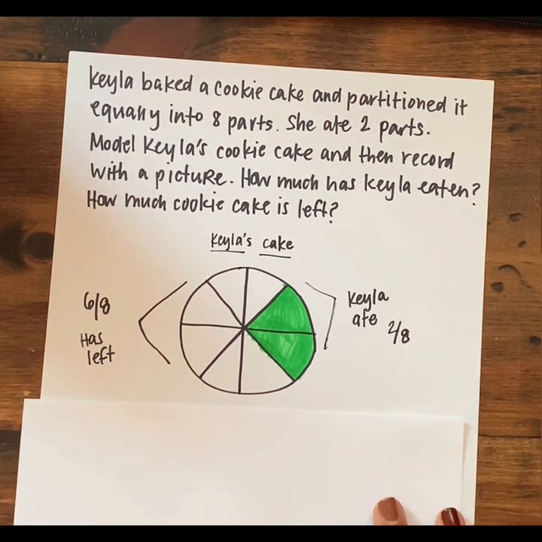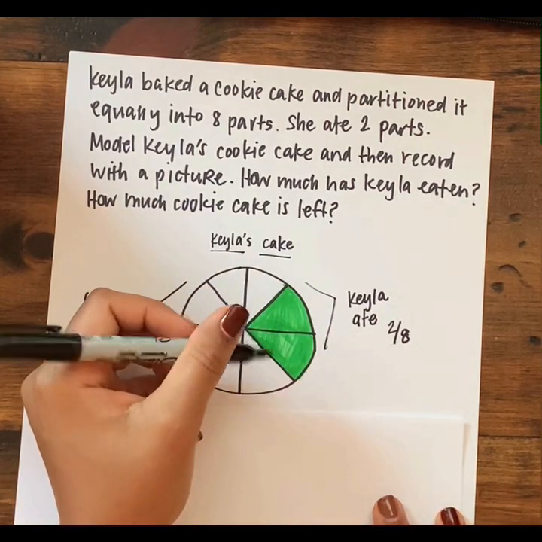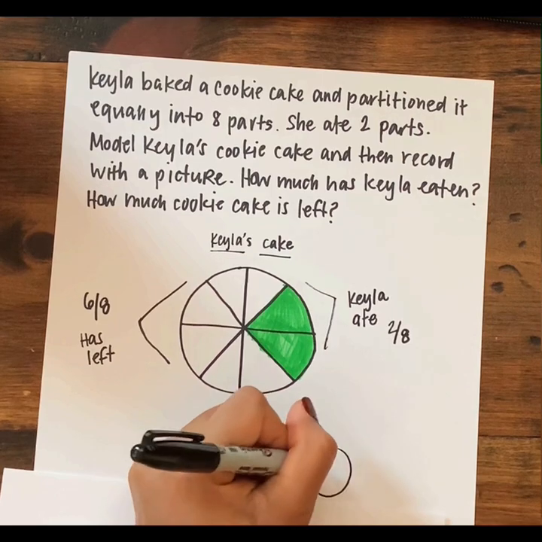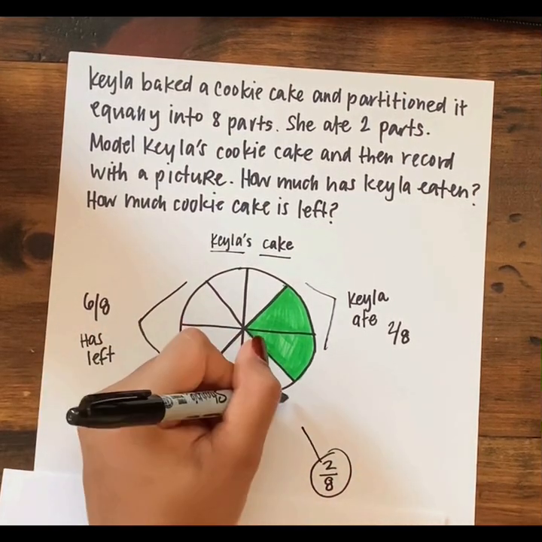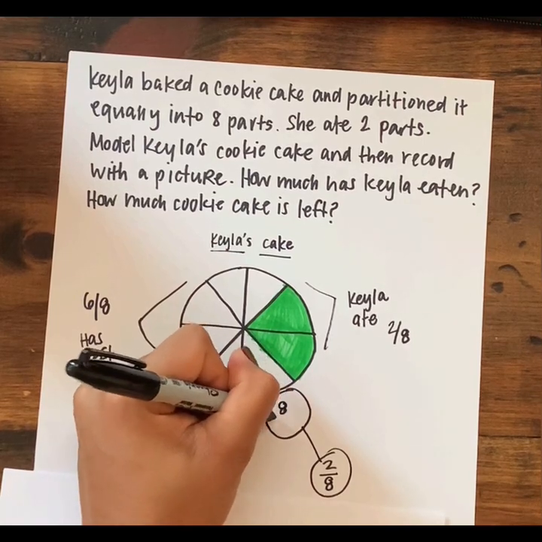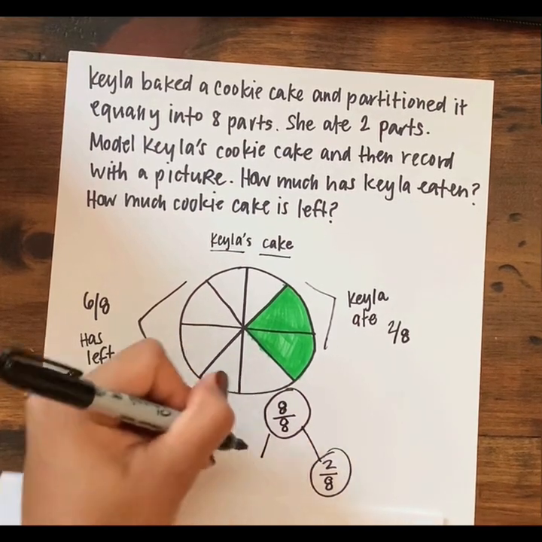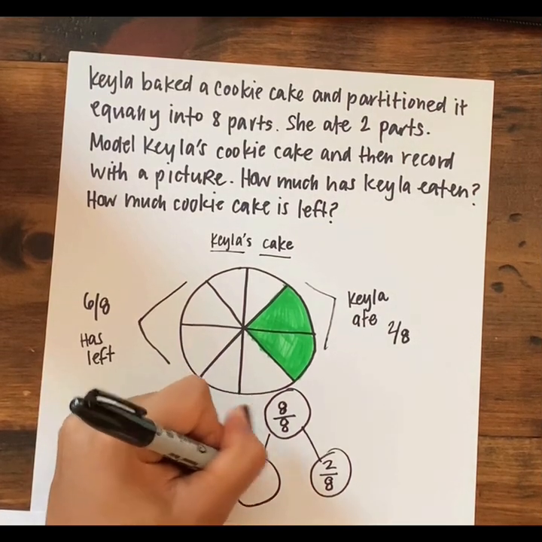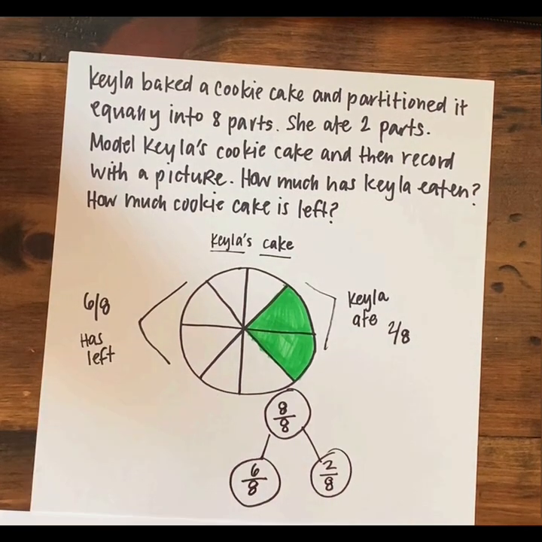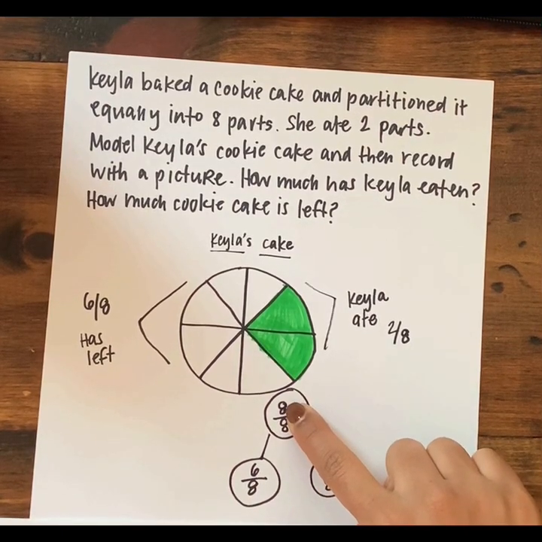So in this problem, if she ate 2/8 and our whole is made up of 8/8, we know that she has 6/8 left. 6/8 and 2/8 give us 8/8.